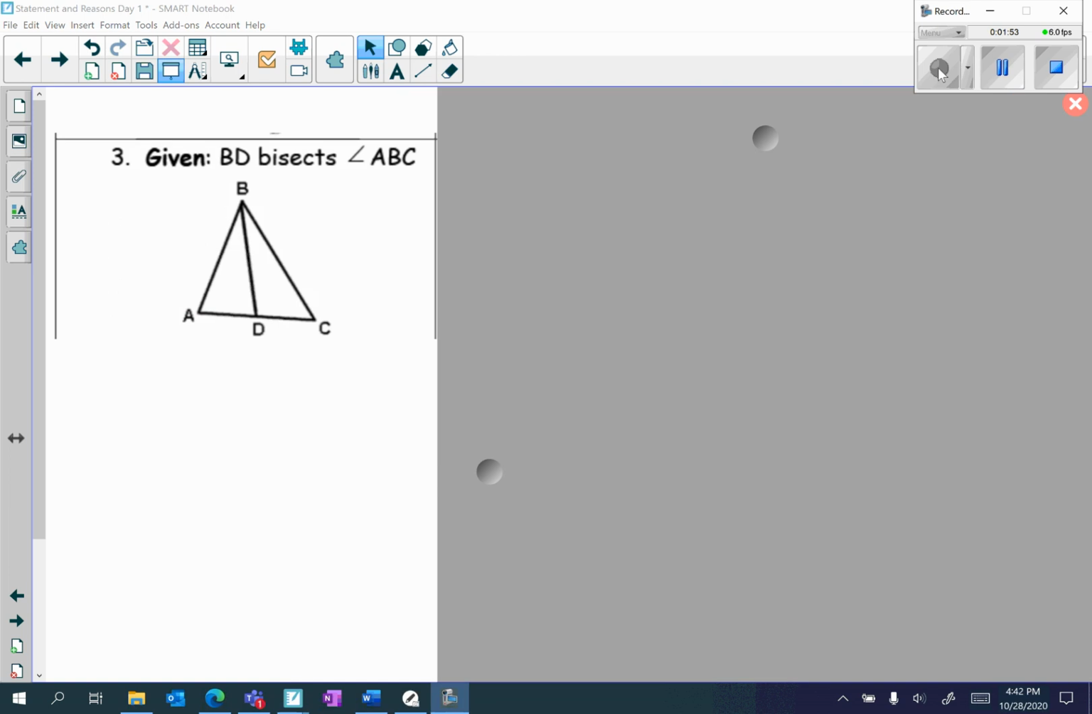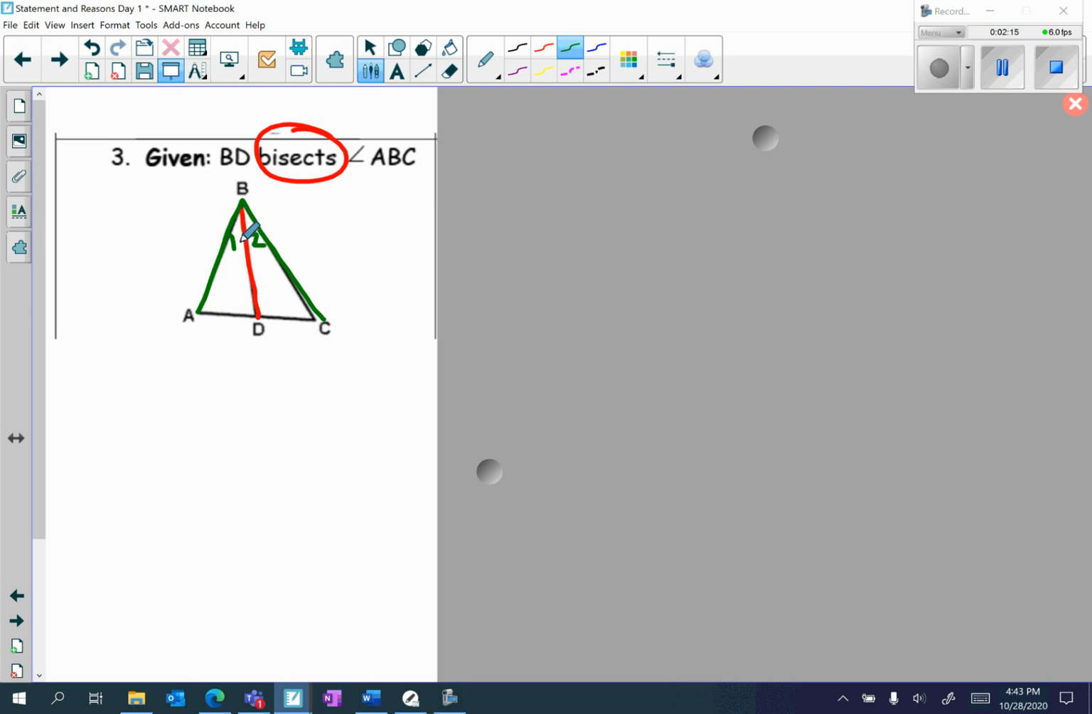Let's look at the next example. Given BD bisects angle ABC. So I see the word bisects, create two congruent parts. I know that's going to be my reason. If BD is bisecting angle ABC, that angle is being cut into two congruent parts.